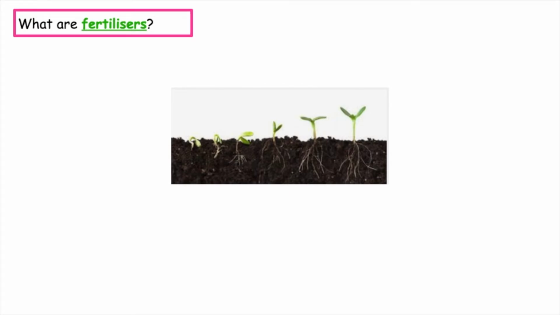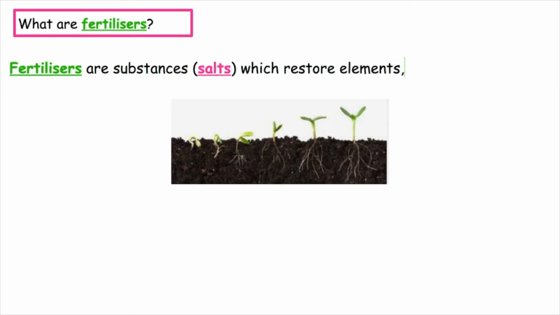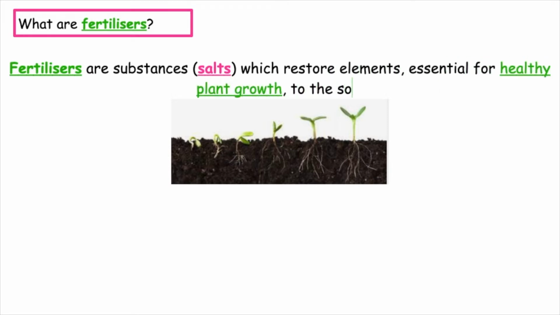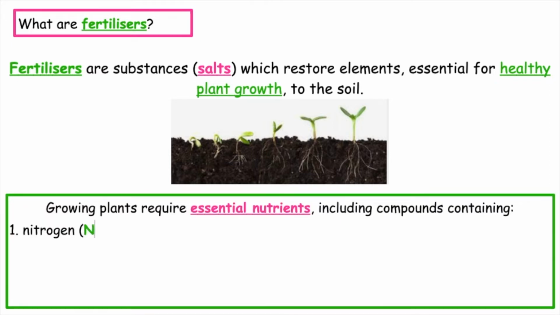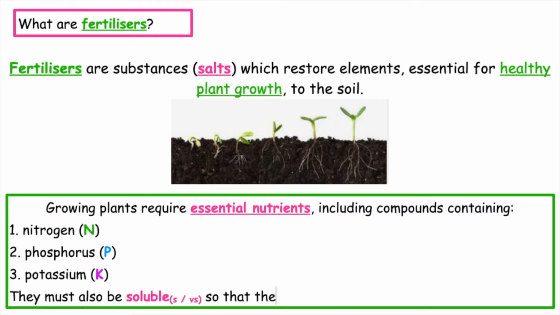What are fertilisers? Fertilisers are substances, more commonly known as salts, which restore elements essential for healthy plant growth to the soil. Growing plants require essential nutrients, including compounds which contain the elements nitrogen, phosphorus, and potassium, NPK. They must also be soluble so that they can be taken up by the roots of the plants.